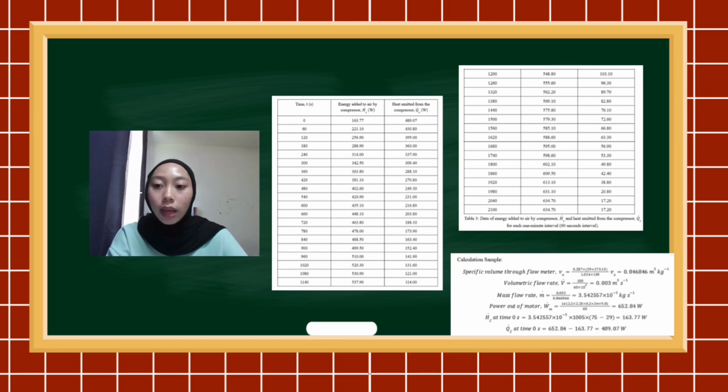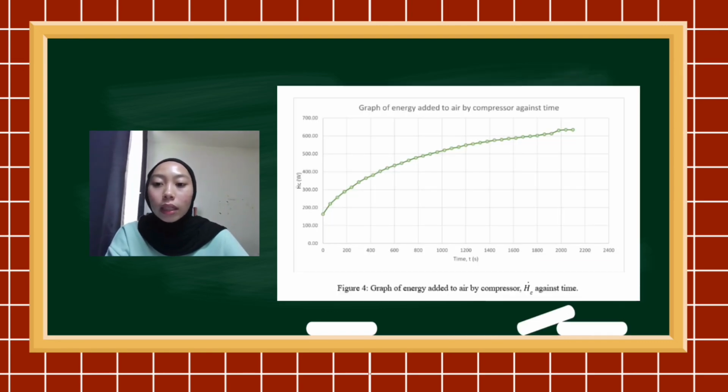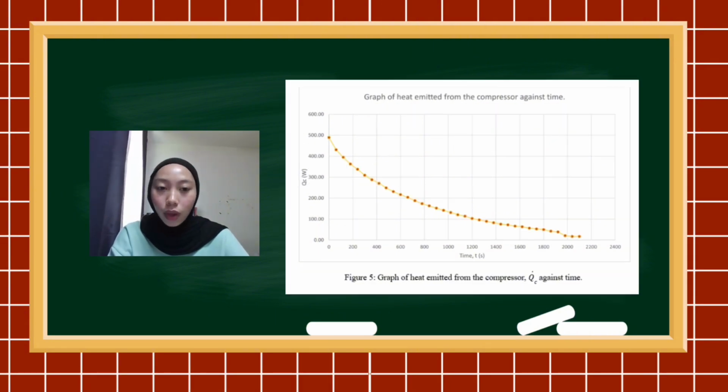As the time increased, the energy added to the air increased steadily. For instance, at 600 seconds, it reached 435.10 watts and continued increasing until it reached approximately 634.70 watts at 2100 seconds. This increase is due to the rising outlet temperature, which results in a greater enthalpy change of the air. In contrast, the heat emitted from the compressor shows a continuous decrease over time.